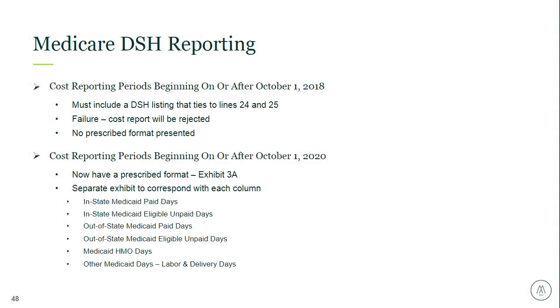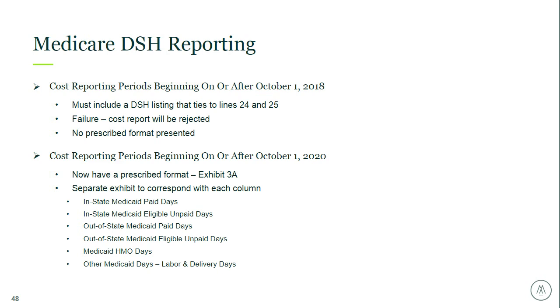So for cost reporting periods beginning on or after October 1 of '18, CMS mandated that hospitals include in their filed cost report a patient-level detailed listing of DSH days, but they didn't include any parameters on what should be included in that listing.